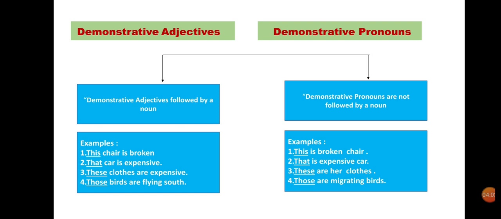I'll just read out the examples here. That car is expensive. And that is an expensive car. These clothes are expensive. These are her clothes. Those birds are flying south. Demonstrative pronoun, those are migrating birds. Always remember, demonstrative adjectives will always have a noun after them.